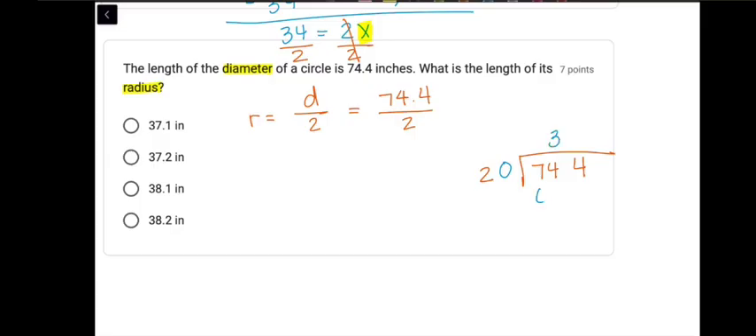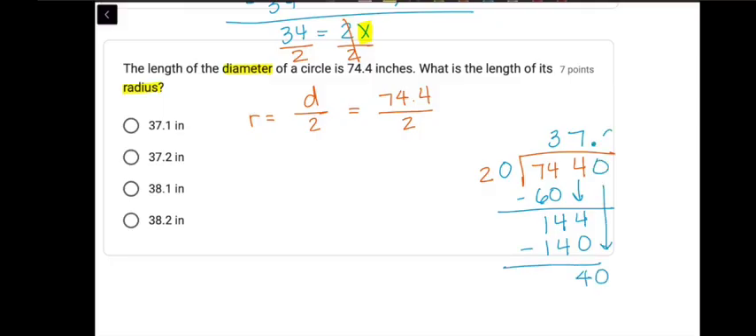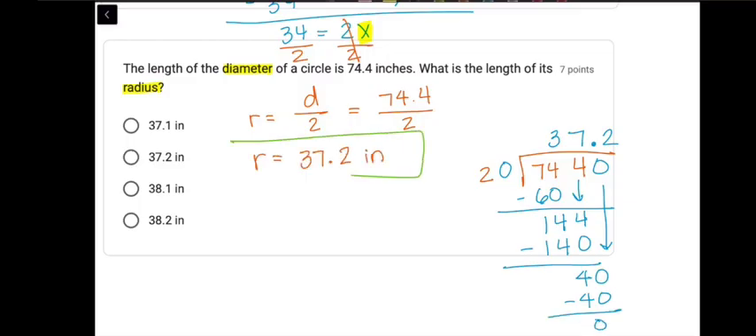20 fits into 74 3 times. That would give you 60. We subtract and we get 14. Now I'm going to bring down the 4. 20 fits into 144 7 times, and that would be 140. We subtract and we get 4. Now I put a decimal point, I add a 0, and bring it down. 20 fits into 40 twice. So our final answer would be that the radius is equal to 37.2 inches, which would make your answer B.